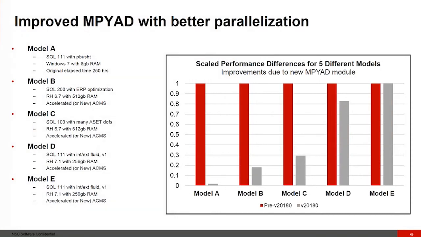Another model was Model B. Model B is about 5 times faster. You can see this was a solution 200 for optimization, and it was run on Red Hat 6.7 with about 512 gigabytes of RAM using the new ACMS combination with the MPYAD. You can see the performance gain for Model C and Model D. Here we have about 3 to 4 times performance gain. Model D was with interior and exterior fluids. And we can also see Model E. Model E did not have that much performance gain. That means that the previous versions had good and useful methods, so the new changes did not affect this specific model.